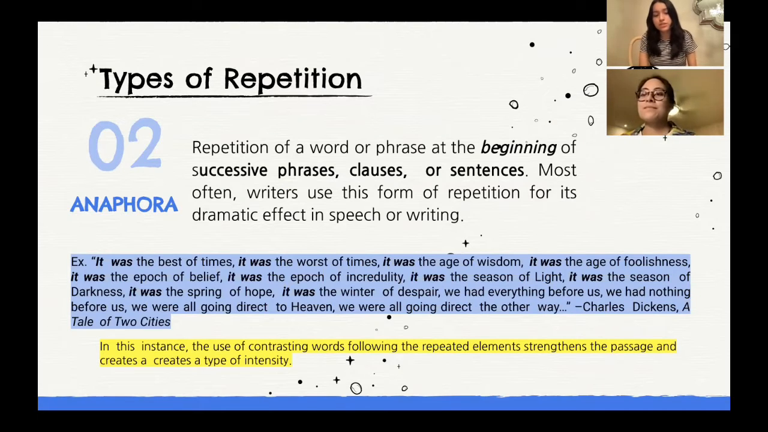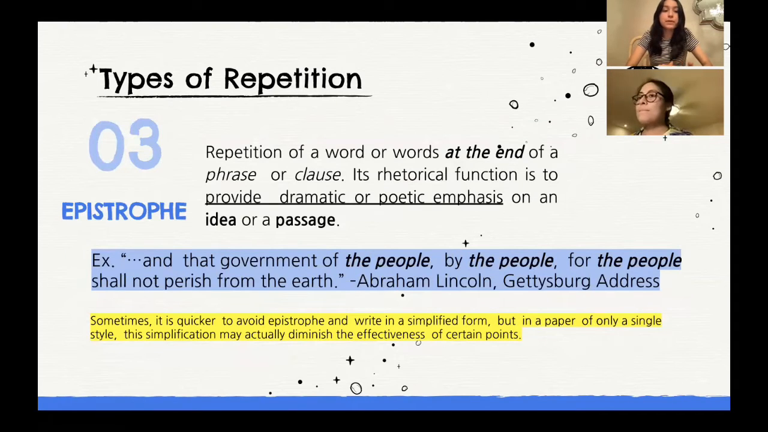The second type of repetition is anaphora. This type of repetition, we're going to find at the beginning of a successive phrase, clause, or sentence. This is usually used to have a dramatic effect in our speech or writing. As you can see in the example, it's only used in the beginning of each phrase. And in this instance, the use of contrasting words followed by the repeated elements strengthens the passage and creates a creative type of intensity.